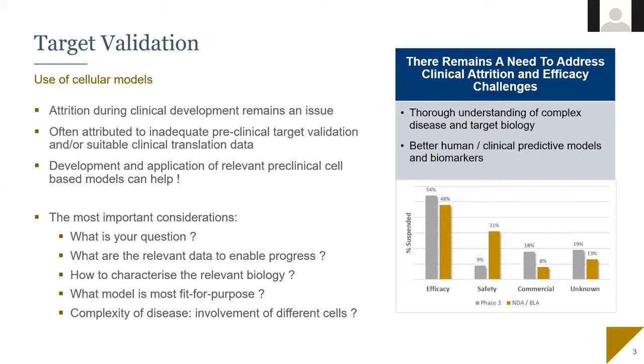So you need to think about what type of model you actually want to develop first of all. And I think also linked to that is the complexity of your disease. So what is involved in the biology of that disease, or the pathology of that disease? Are there different cells involved? You need to make sure that your model represents all of those. So there's a lot of things to think about before you even make a start.